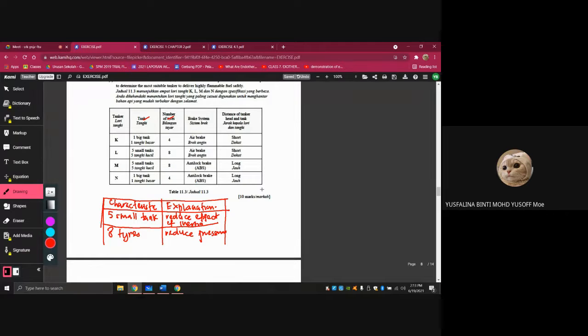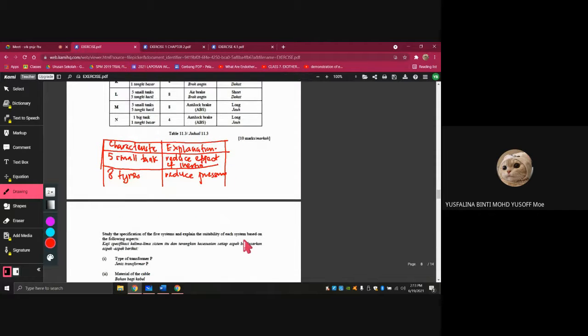For the brake system, which is the most suitable? ABS. Why do you need to have the ABS brake? To avoid skidding. Yes, correct, to avoid skidding.